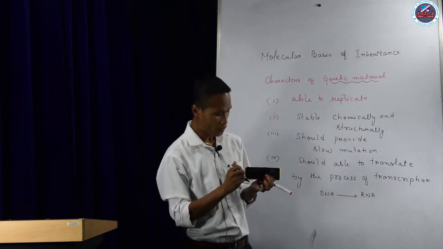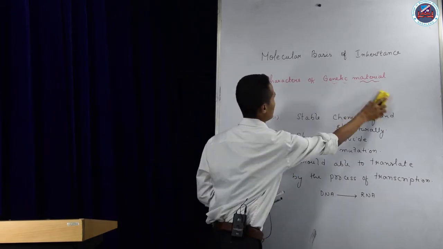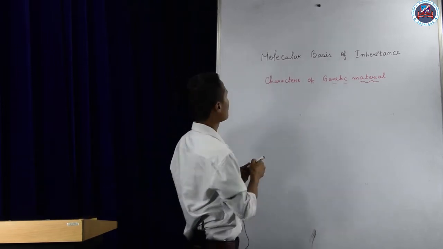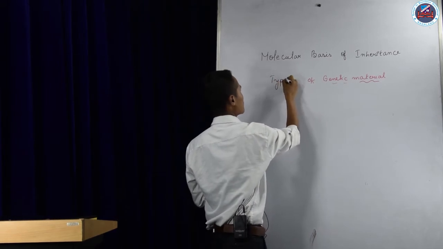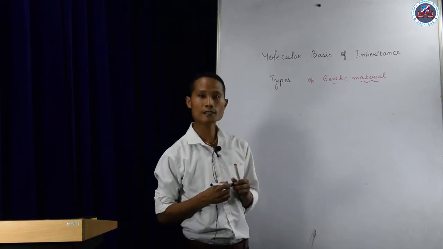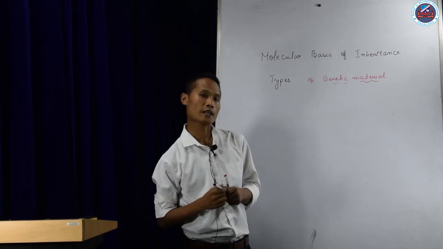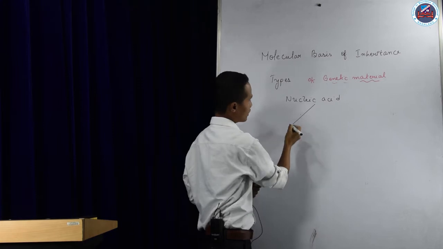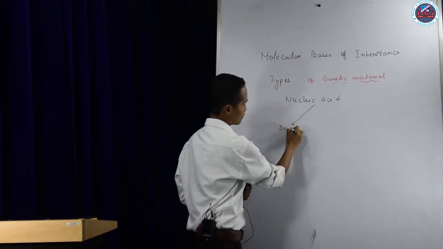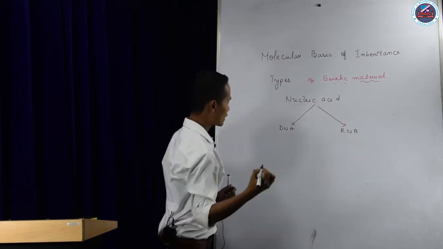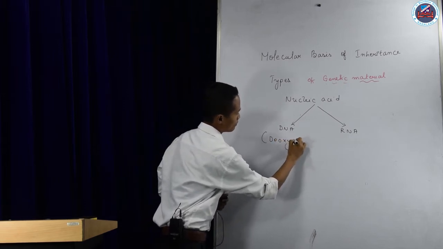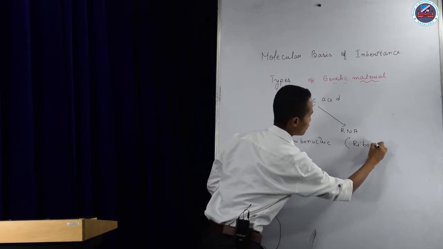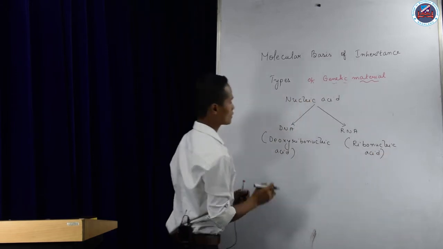Now the next thing that we have to know is the types of genetic material. In class 11th or class 10th, you have already studied the types of genetic material, which we call nucleic acid. You know that there are 2 types of nucleic acid, that is DNA and RNA. DNA is deoxyribonucleic acid. And RNA is ribonucleic acid. Now, these are the two types of nucleic acid.